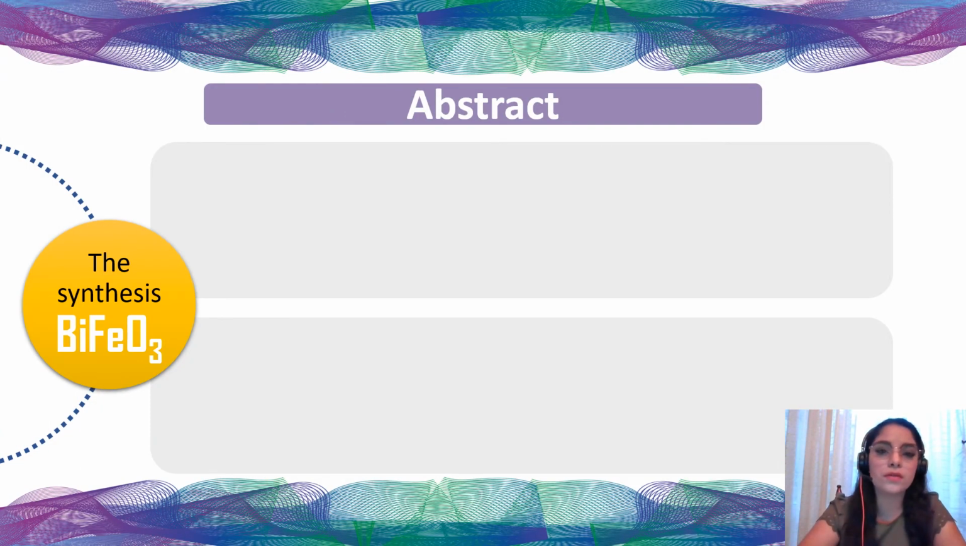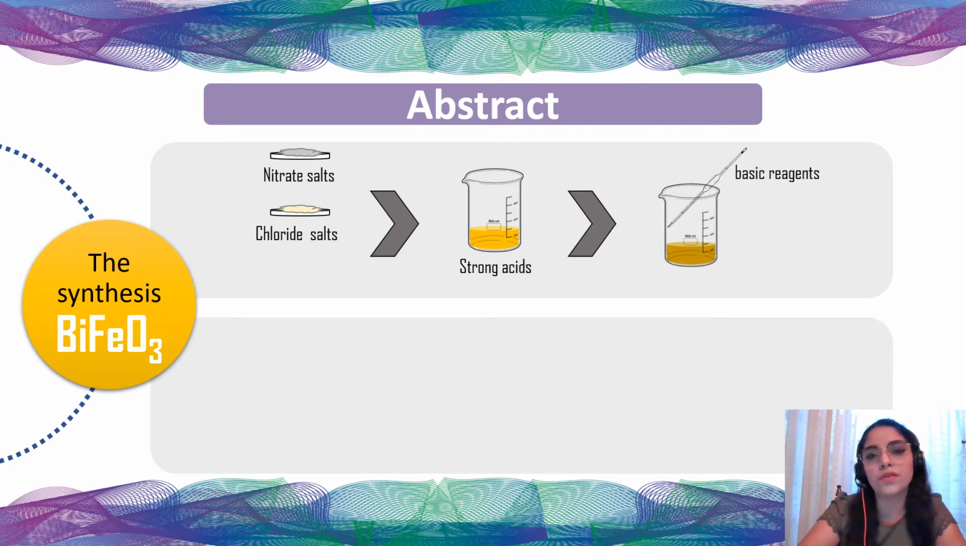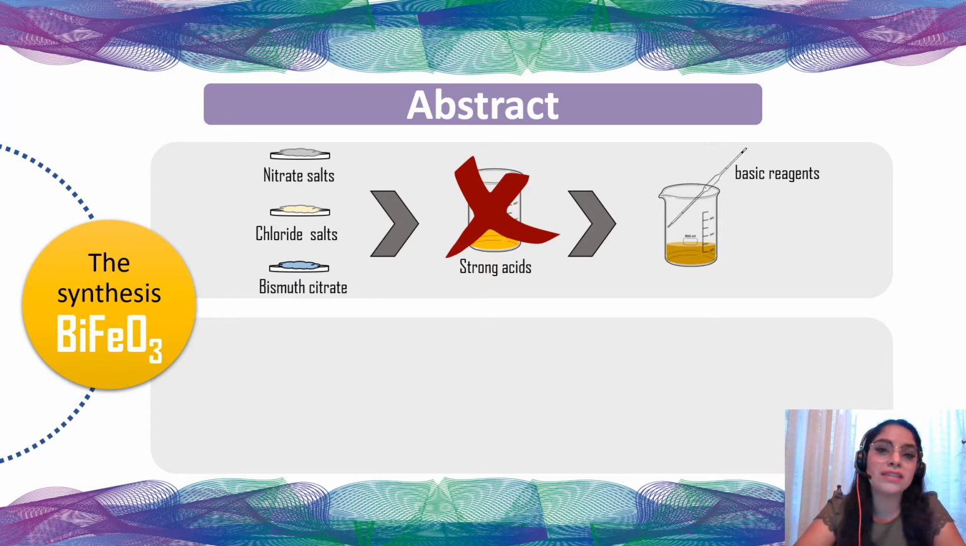The bismuth precursors generally used in the synthesis of bismuth ferrite are nitrate salts and chloride salts, which require the use of a strong acid to dissolve them and then a basic agent to generate a favorable reaction environment. A bismuth citrate precursor saves steps in this methodology by eliminating the use of acid.